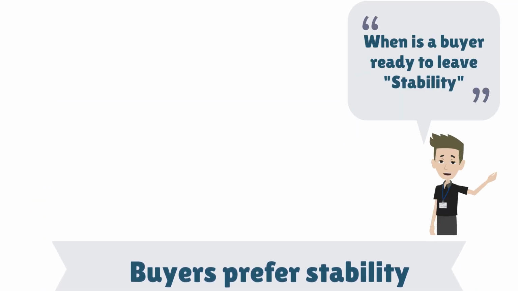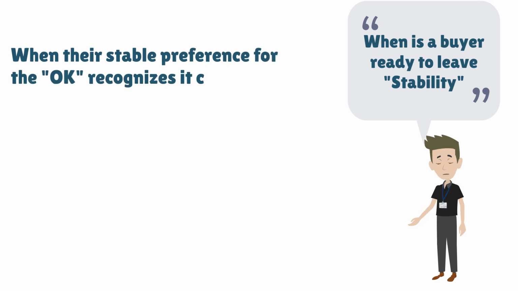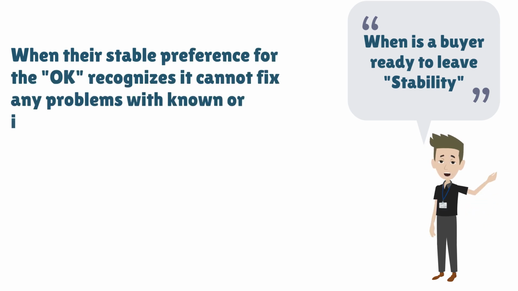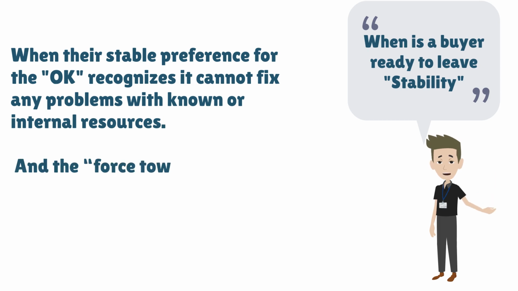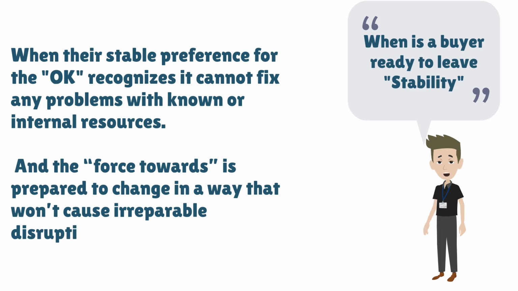In the sales process, how do we know when a buyer is ready to leave their preference for stability? Well, it starts when their stable preference for the okay recognizes it cannot fix any problems with known or internal resources. And then the force towards change, in the buying group dynamic, is prepared to change in a way that won't cause them irreparable disruption to the business or their reputation.